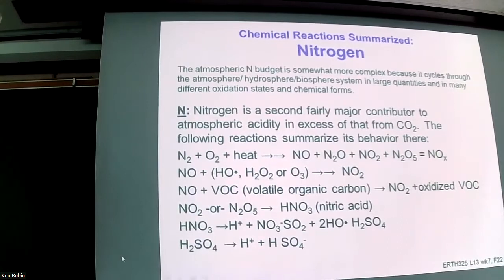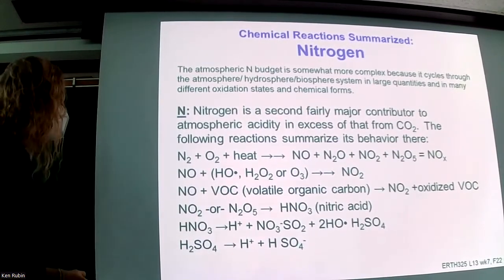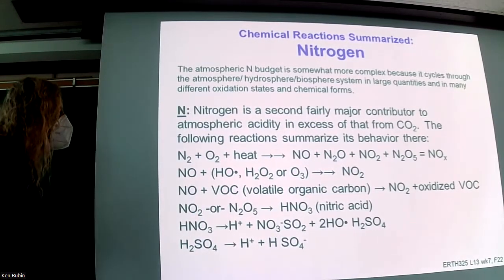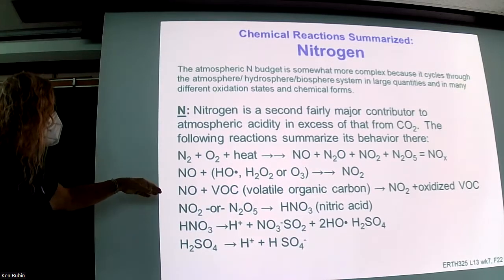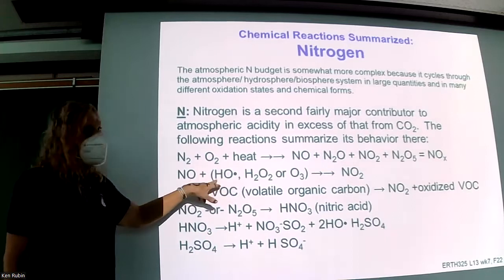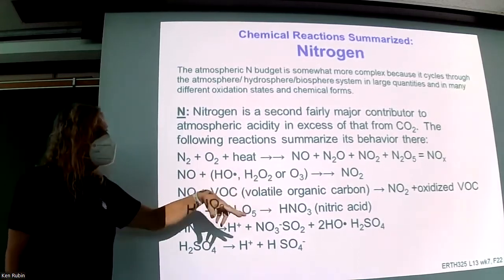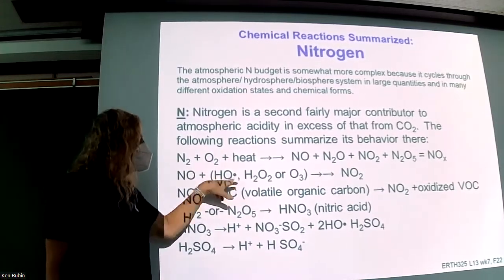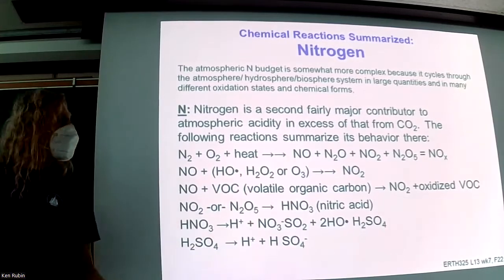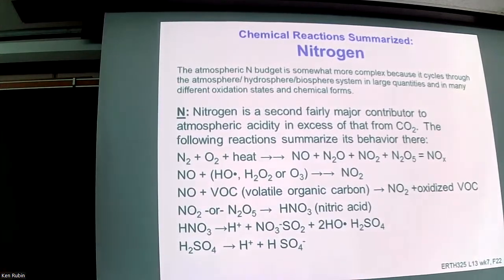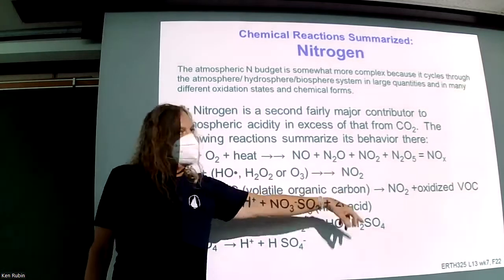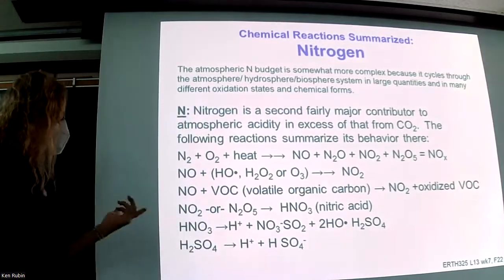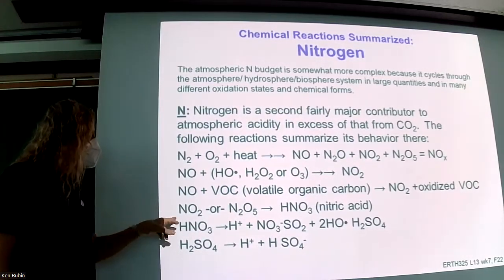Okay, so this is the chemistry of nitrogen in the atmosphere. And again, I'm just going to highlight that many of them involve oxidations with those same three oxidants that we talked about for sulfur, hydroxyl radical, hydroxide, that can take nitrogen in not fully oxidized forms and convert it into a fully oxidized form, which is NO2. NO2 dissolves in water to make nitric acid.